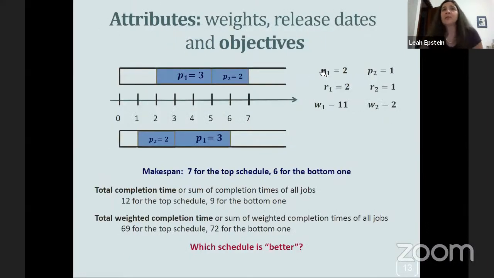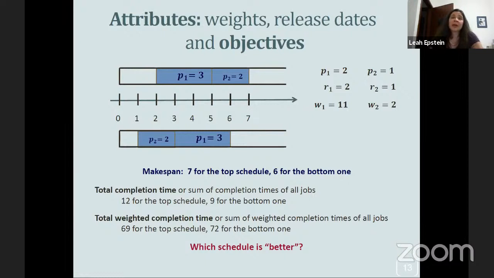Okay, so the attributes that we need for now of jobs are weights. So every job has a weight, let's say non-negative. Release date, as we already discussed, is the time before which you cannot run them. And we also want to say something about the objectives.